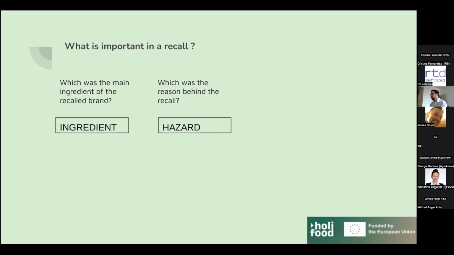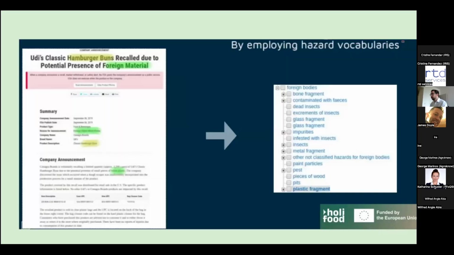The second is the hazard. The hazard can be identified if we ask the question, which was the reason behind the recall. And you see here with a green color that in each specific food incident we are trying to identify the hazard, and in the same way that I explained before, put it in the correct part of the ontology, in the hazard ontology in that case.